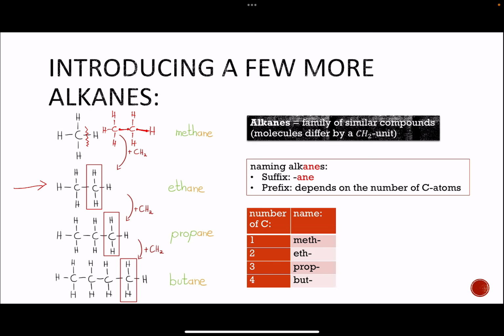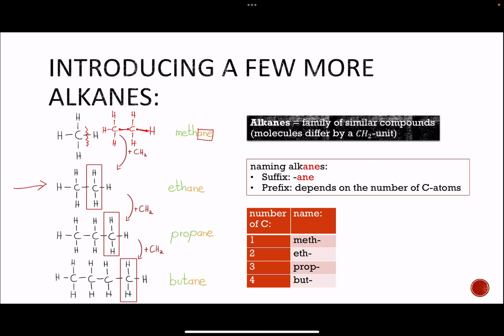You can already see that the names of organic molecules, so also the names of alkane molecules, follow a system, or they have a specific rule. So let's talk about the naming of alkanes. The name of an alkane and of any other organic molecule is always composed of a suffix and a prefix. The suffix tells you which family a molecule belongs to. So the name methane has the suffix ane, and this tells you that methane belongs to the family of alkanes.